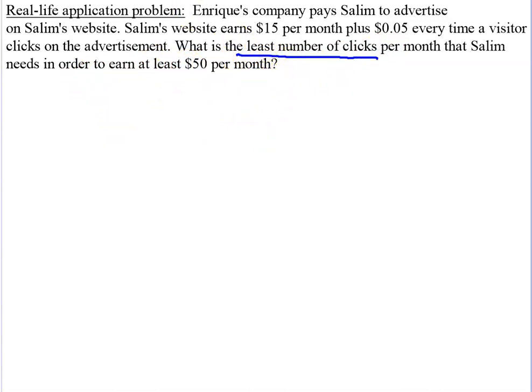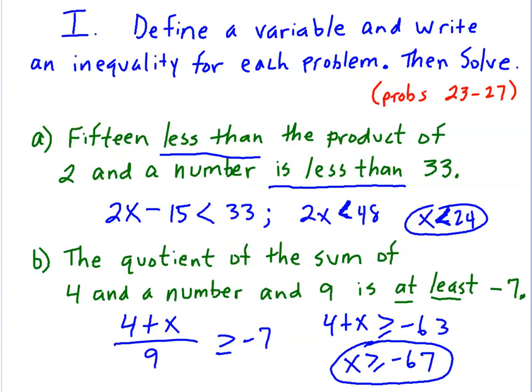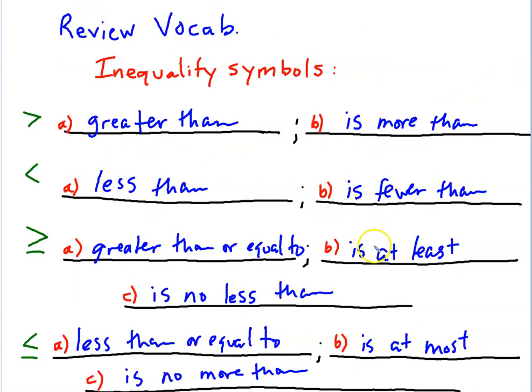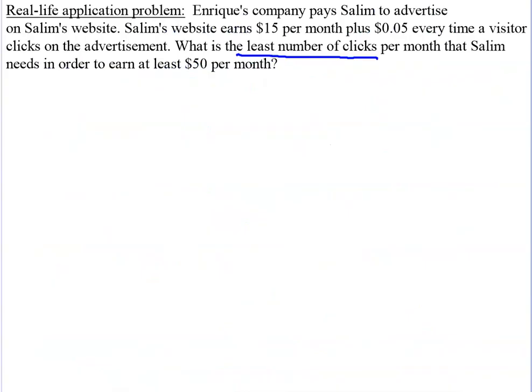Okay, remember we talked about this, I'll just refer back to that slide. At least means greater than or equal to. So that's going to be the inequality that we use in our problem. The least number of clicks in order to earn at least $50 a month. So to answer the question, what's the least number of clicks? That's what I'm going to let my variable represent. X equals number of clicks, and we'll just go ahead and say per month.